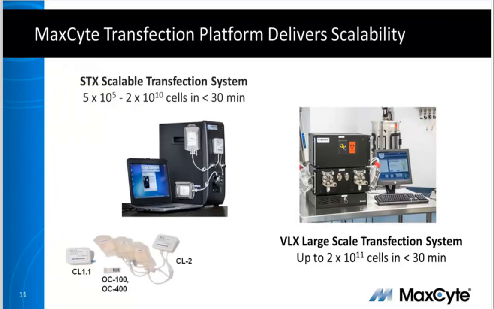One of the most unique features of the Maxcyte platform is its scalability. The Maxcyte STX, shown on the left, can transfect as few as 500,000 cells up to 20 billion, or 2 times 10 to the 10th cells in a single transfection. The different size processing assemblies, which are used with the STX, are shown on the lower left, including the cuvette-styled OC100 and OC400 chambers, the intermediate scale CL1.1, and the CL2 assembly used for flow electroporation. Again, all are single-use and disposable to maintain sterility.